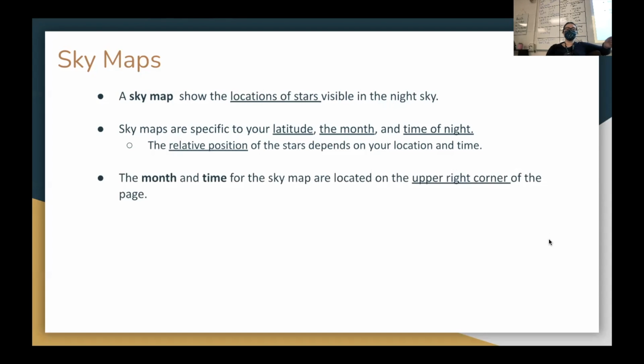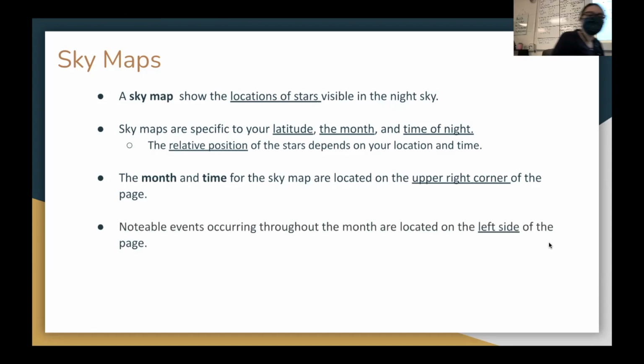When you're looking at a sky map, the month and time for the sky map are located in the upper right corner of the page. And notable events that happen to be occurring that month are located on the left side of the page.